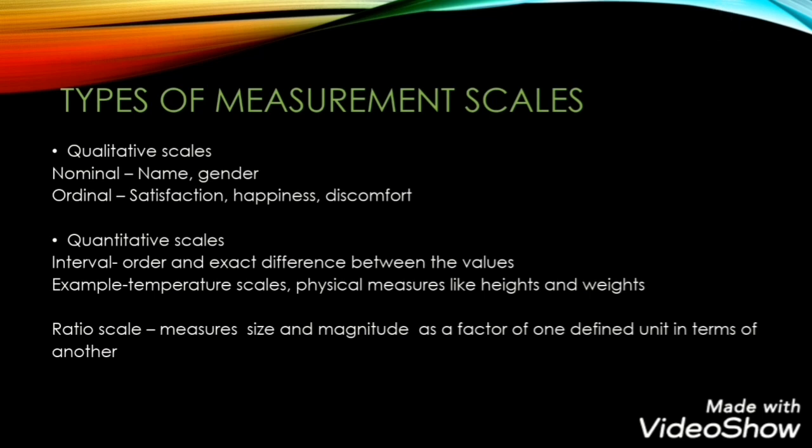Then coming to ordinal data. Ordinal scales are measures of non-numeric concepts like satisfaction, happiness and discomfort, etc. The order of the value is what is important and significant here. For example, 4 is better than 3 or 2, but we do not know and cannot quantify how much better it is. It denotes the order of values.